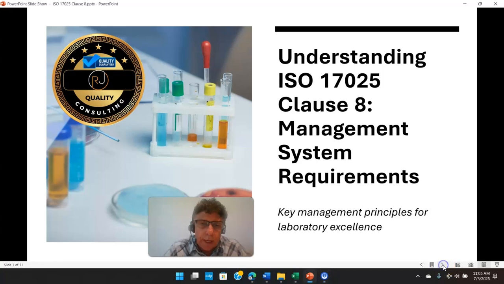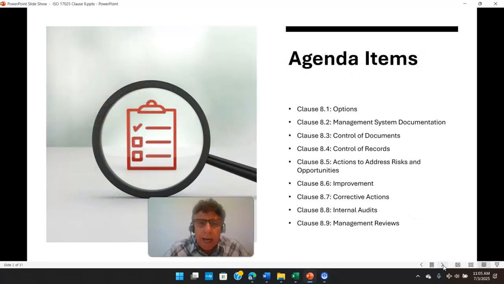For the agenda, Clause 8 is subdivided into sections 8.1 through 8.9. Here are the agenda items. We have Clause 8.1, which talks about options, Clause 8.2, management system documentation, Clause 8.3, control of documents, 8.4, control of records, 8.5, actions to address risks and opportunities, Clause 8.6, improvement, Clause 8.7, corrective actions, 8.8, internal audits, and then finally Clause 8.9, which is management review.